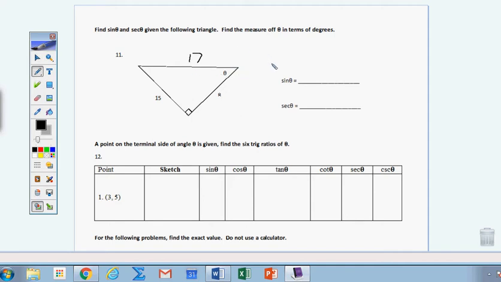Alright. So now we know sine of theta is going to be what? Opposite over hypotenuse. So 15 over 17. And secant of theta is going to be 17 over 8.